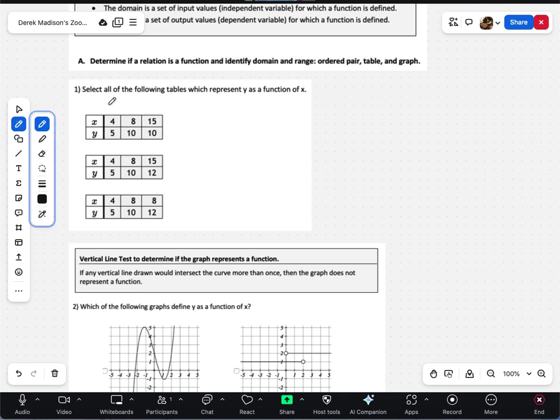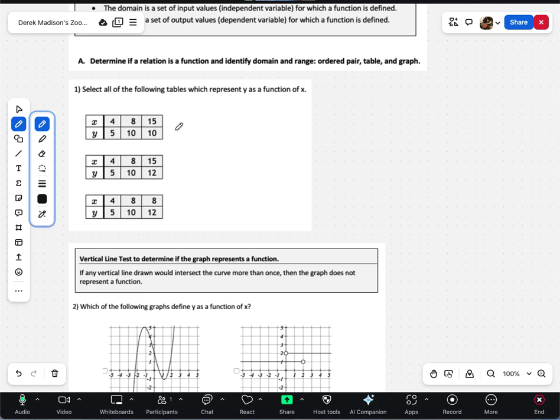There we go. If we look at this first table, when x is 4, or when the input is 4, the output is 5, input's 8, output is 10, input is 15, output is still 10. You might think, wait, there's duplicate 10s, is that an issue? No. And the reason is when x is 8, the only thing y can be is 10. So for this input, there is exactly one output. When x is 15, the only thing y can be is 10 again. So you can have repeated values of y, but for a given x, there can only be one output associated.